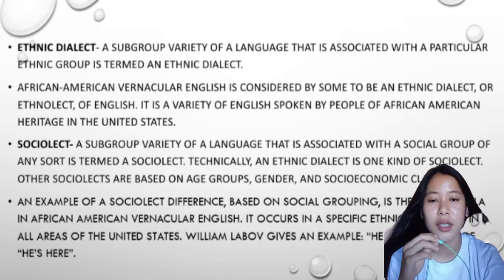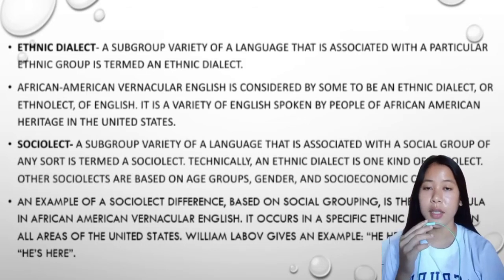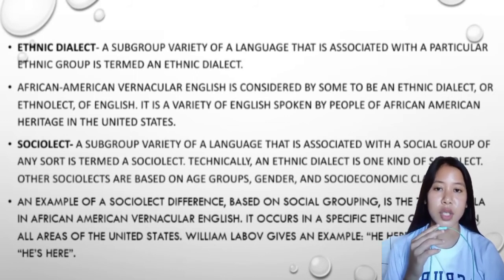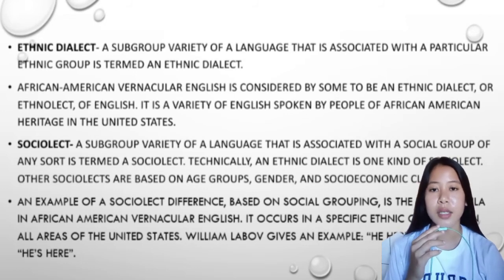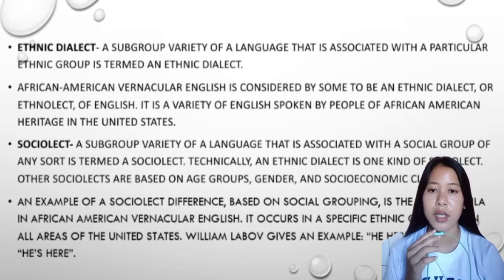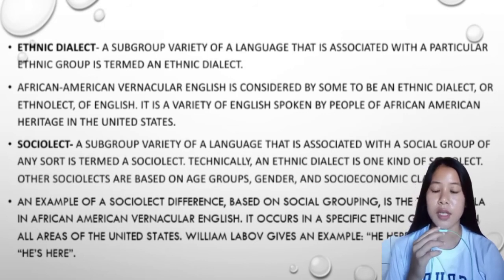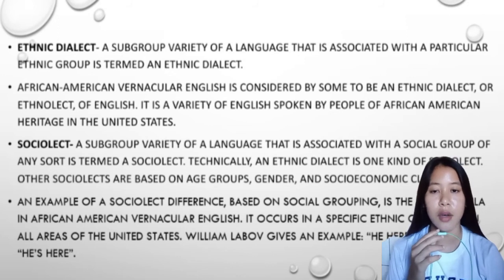The third one is sociolect, a subgroup variety of a language that is associated with a social group of any sort. Technically, an ethnic dialect is one kind of sociolect. Other sociolects are based on age groups, gender, and socioeconomic class. An example of sociolect difference based on social group is the zero copula in African American Vernacular English. It occurs in a specific ethnic group but in all areas of the United States. William Labov gives an example, "he here" instead of "he is here."